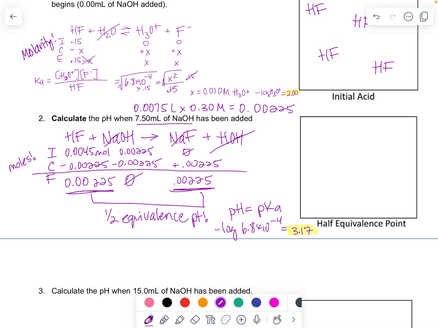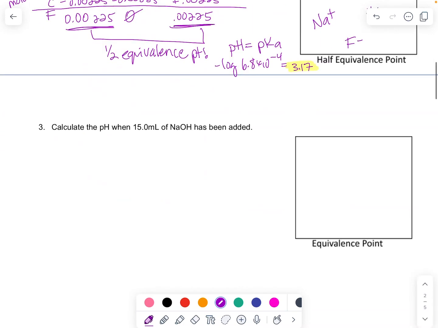At half equivalence, I have neutralized half of my original acid. So I should see like half of my acid still there, and then I've put in enough of my NaOH. My OH has joined with the hydrogen from the hydrogen fluoride to make water. We're not going to model that. And then we still have my F minus left over from the acid that we neutralized. So our acid is equal to the salt from the NaOH. Okay, so then we just keep going.